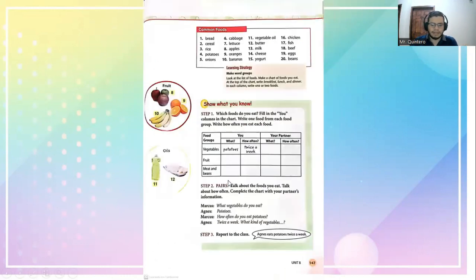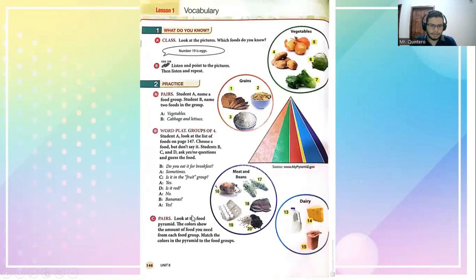And what's happening according to this? Look at the food pyramid. The colors show the amount of food that you need from each food group. For example, we have the color red. What are the fruits in color red? The apples. In color yellow, bananas. In color green, we have the lettuce, or we have the cabbage, etc. And according to these colors, they are the amount that you need for your body to be healthy.